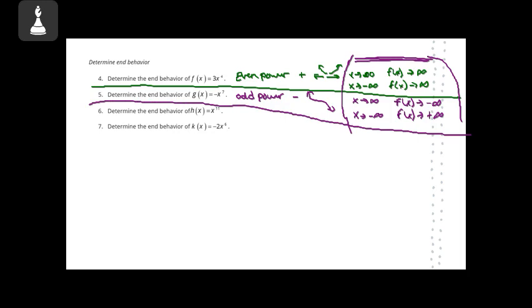Number 6, find the end behavior of x to the 11th. Well, that's an odd power, but it's positive, so this one's going to go this way. So as I go to the right with my x's, my graph goes up to positive infinity. And as I go left on my x's, the graph goes down to negative infinity.